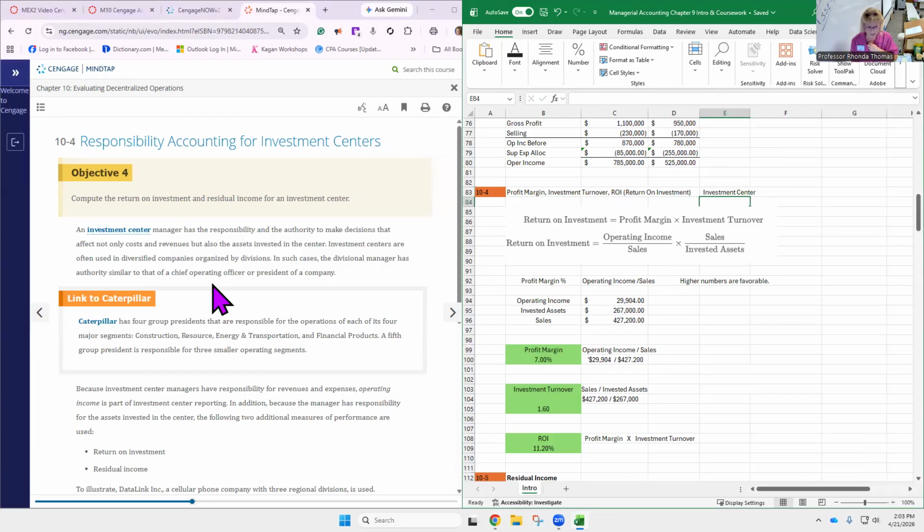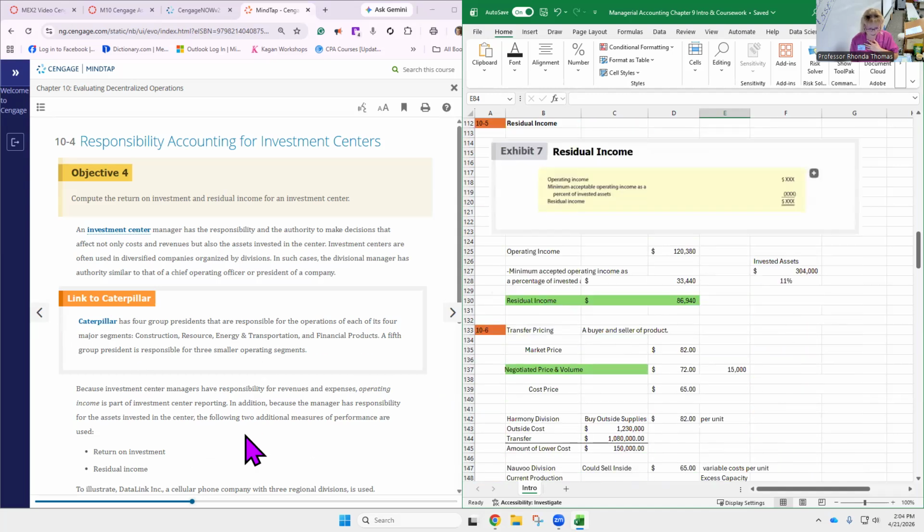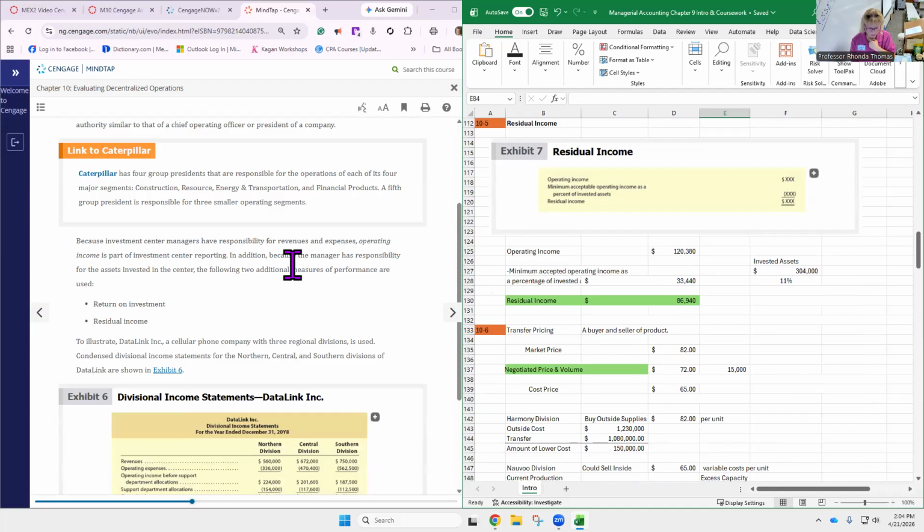All right, an investment center includes costs and revenues, but also the assets invested. So we can get return on investment, the ROI, and that's what we're finding here. And then we're going to do residual income. Okay, so now I think we're on to residual income. It says, because investment center managers have responsibility for revenues and expenses, operating income of investment center reporting is also part of their responsibility, because the manager has responsibility for the assets invested in the center.